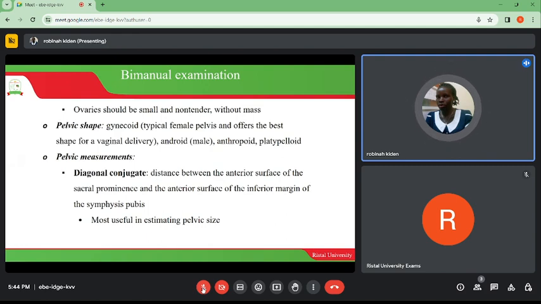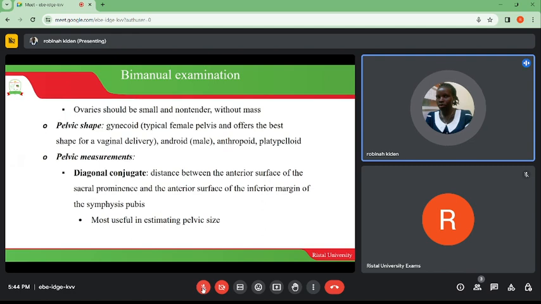then one hand of the examiner is put on the surface of the abdomen. So as she palpates from inside, she also feels from outside to see whether the mother feels pain on that side of the ovaries or not. So ovaries should be small and non-tender without mass. If there's any tenderness that is felt, then the mother is likely having a complication.